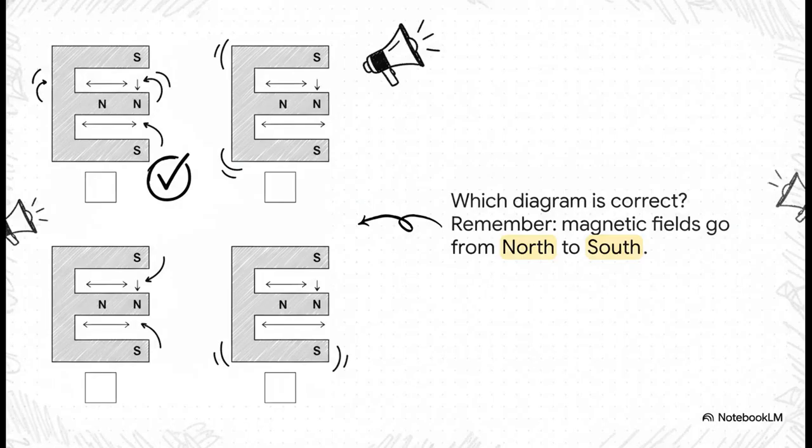Okay, next up, we're looking at the magnet inside the loudspeaker. The question asks which diagram shows the magnetic field correctly. Now, there's one super simple rule you just have to remember. Magnetic field lines always go from north to south. If you just apply that one rule, you can see that the only one that works is the diagram in the top left. Easy peasy.